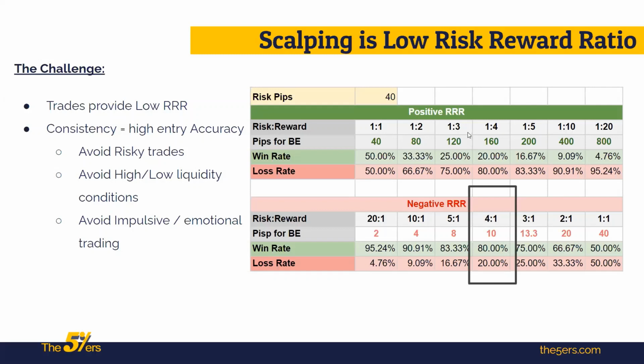I can increase that and have a 1 to 3, 1 to 4. For 1 to 4, I have to win the market 20% of the time. If I can be trained to find trades for 1 to 5, 1 to 10, I can be right in the market only 1 out of 10 trades. You all understand this, right?